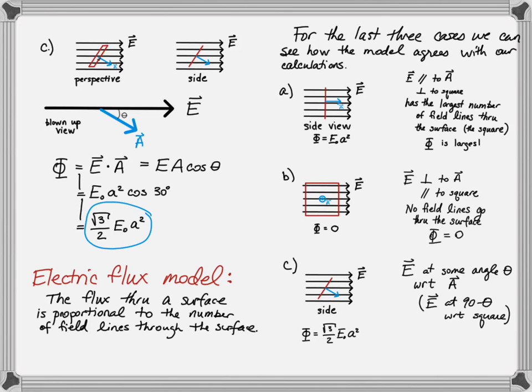And indeed, we saw that it did when we did the calculation. We got square root of 3 over 2, E0 times A, as opposed to just E0 times A. So we expect that. It has fewer field lines going through the square than A. Again, it's just a model. It didn't give us an exact number, but it was consistent with the calculations that we did a while ago.